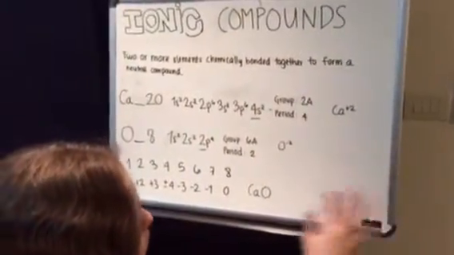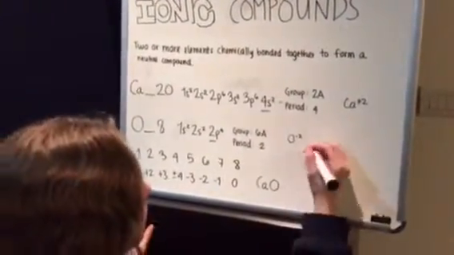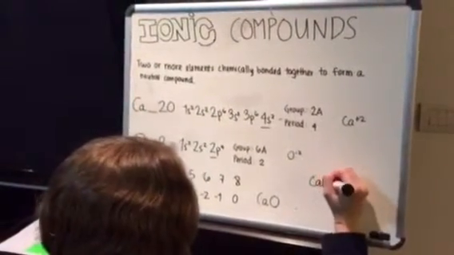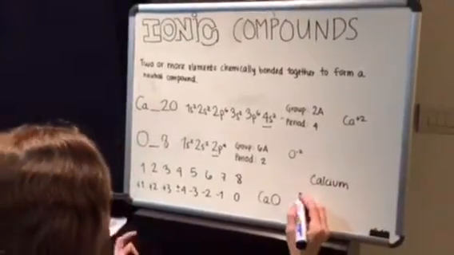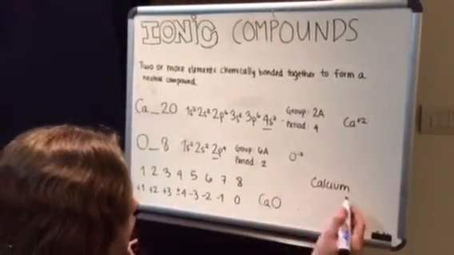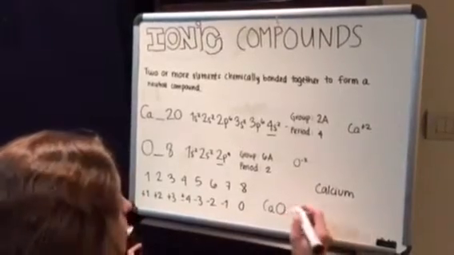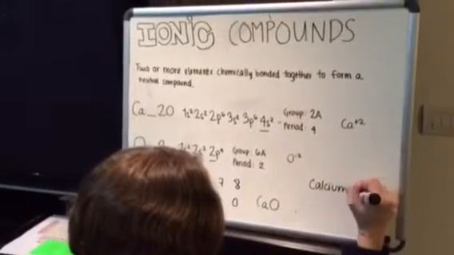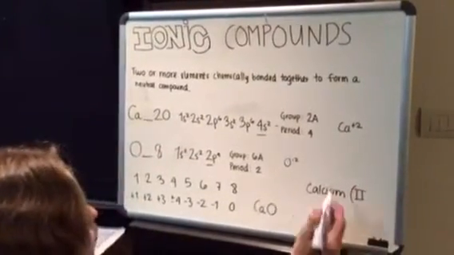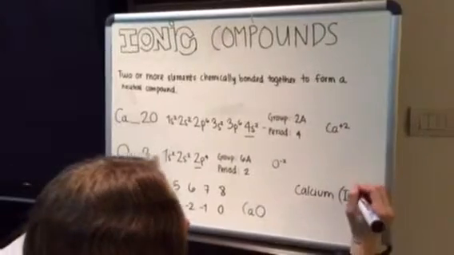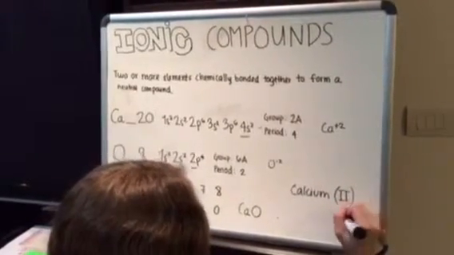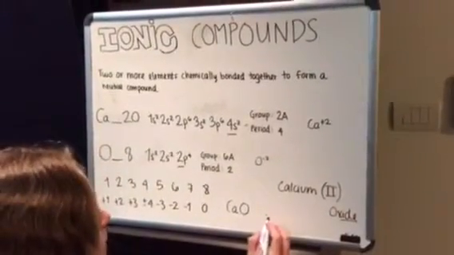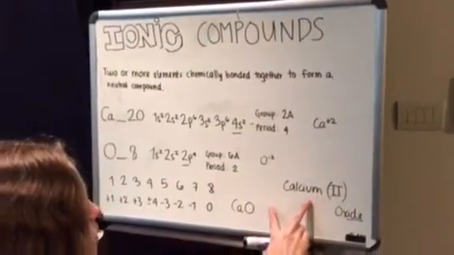But now, if you want to know the name, like in a formula, it will be calcium. You have to remember that the cations, like the positive ones, are always first, and the negative ones, the anions, are always second. So calcium, and then we have to put 2, because its first ionic charge was 2, as you can see here. And then it will be oxide. Remember the IDE. And these are the both answers that you can write.